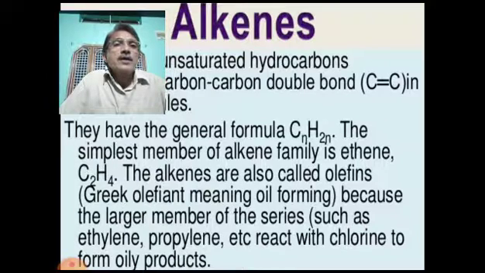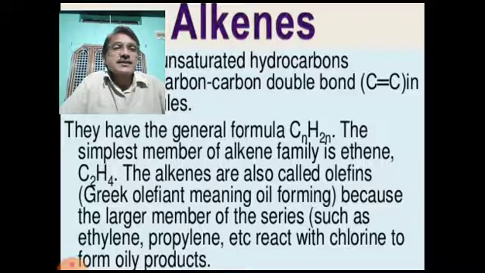Alkenes are unsaturated hydrocarbons containing a carbon-carbon double bond. They have the general formula CnH2n. The simplest member of the alkene family is ethene, that is C2H4. The alkenes are also called olefins. In Greek, olefiant means oil forming, because the larger members of the series, such as ethylene, propylene, etc., react with chlorine to form oily products. So, alkenes are collectively known as olefins.